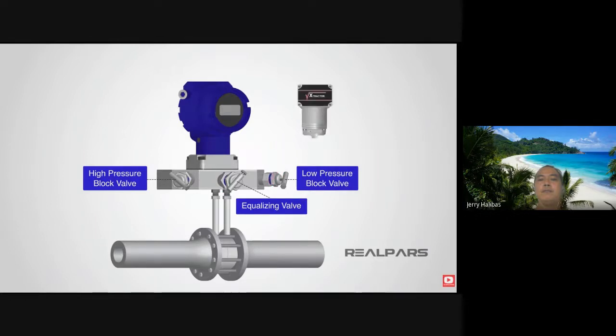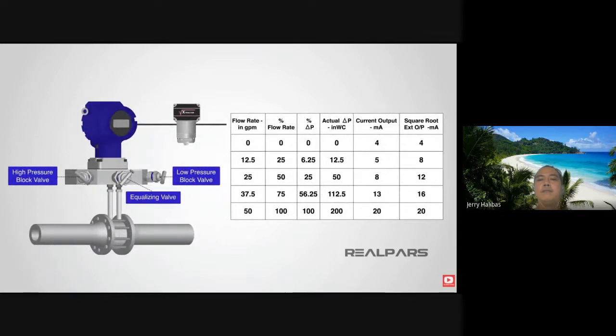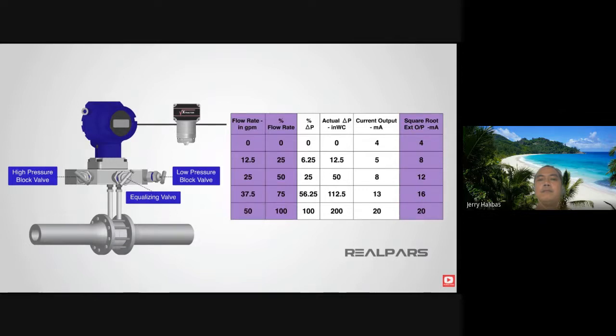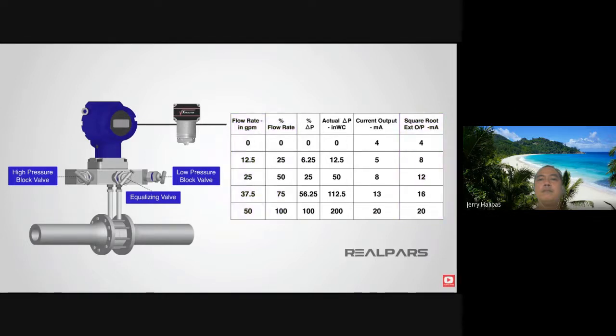Remember, we ignored the square root extractor when we calibrated the transmitter. Let's connect the square root extractor to the output of the transmitter and see what happens. We now have a linear and directly proportional relationship between the flow rate and the current output of the square root extractor. Perfect! That's exactly what our PLC or DCS needs to see. The math is a bit complicated, but let's try an example. When we have a 50% flow rate of 25 gallons per minute, the square root extractor output is 12 milliamps, or 50% as well. But the flow transmitter output is 8 milliamps, or 25%.